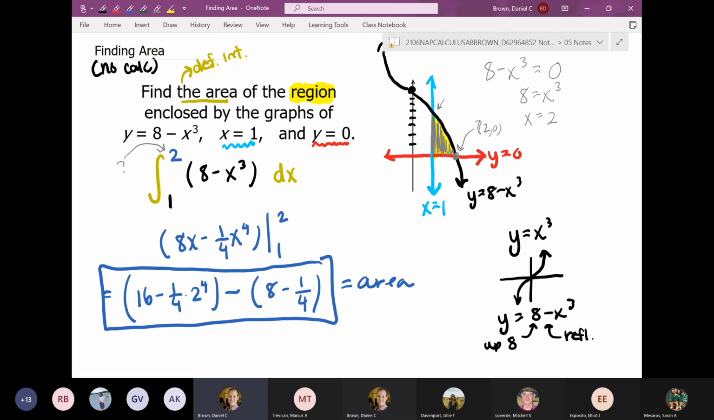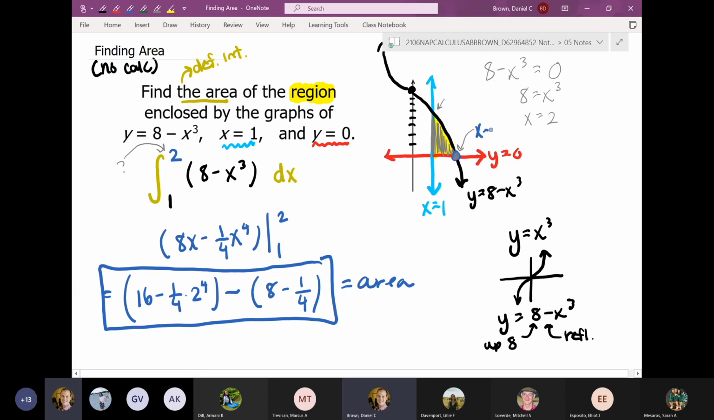Questions? Where did the 2 come from again? The 2 came from this function I did in black, y equals 8 minus x cubed. I need to find where this region stopped, and where that region stopped was the x-intercept on the curve.